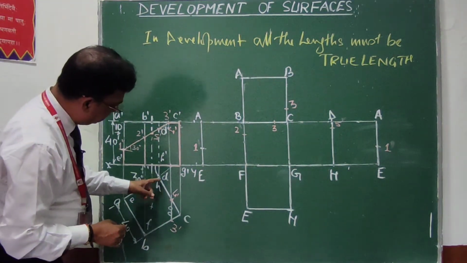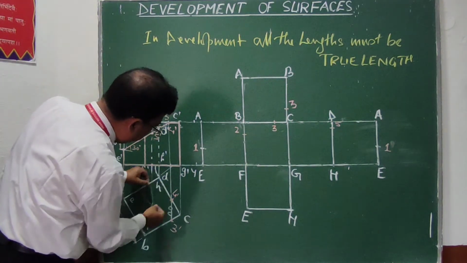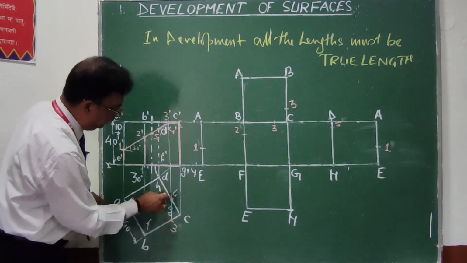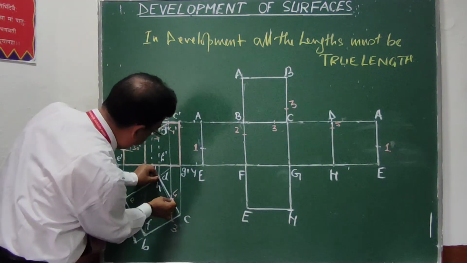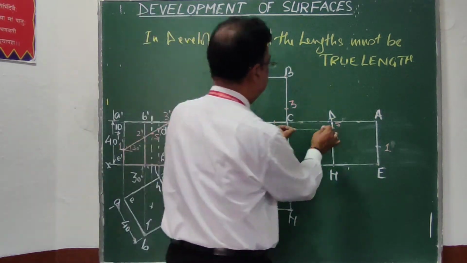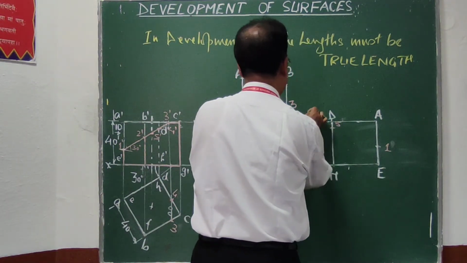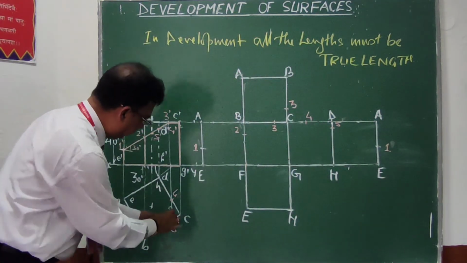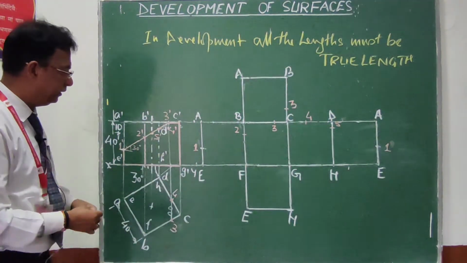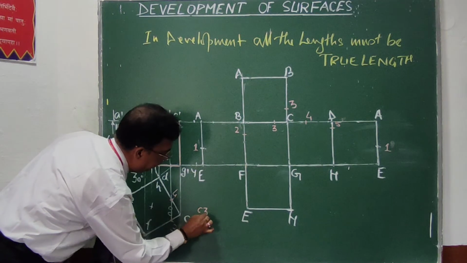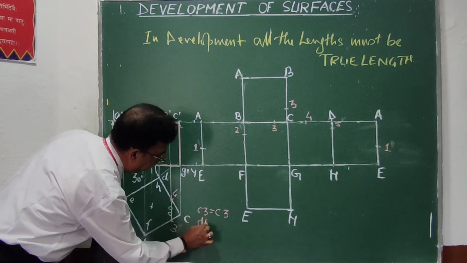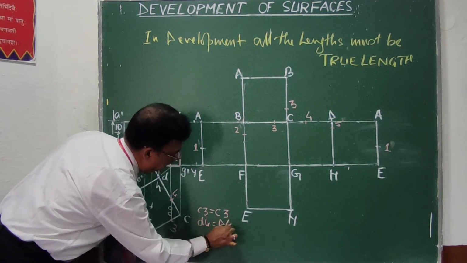Same way, this D4 dash in the top view will be the true length, don't call that 4 dash, that will actually be 4. This D4 in the top view will be the distance of D4 towards C. So towards C I have marked this 4. Again I will repeat, this small C3 will be capital C3, and this small D4 will be capital D4 in the development.